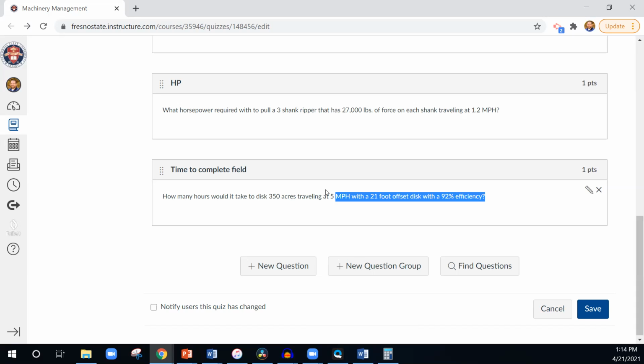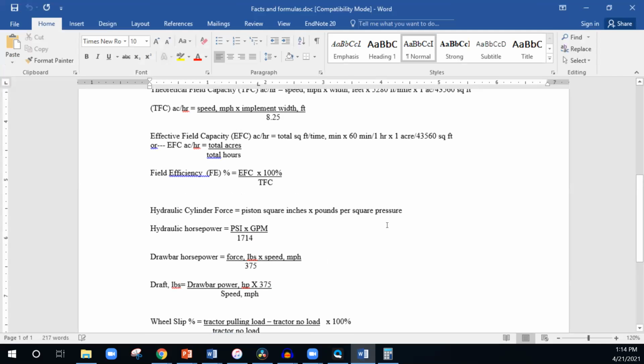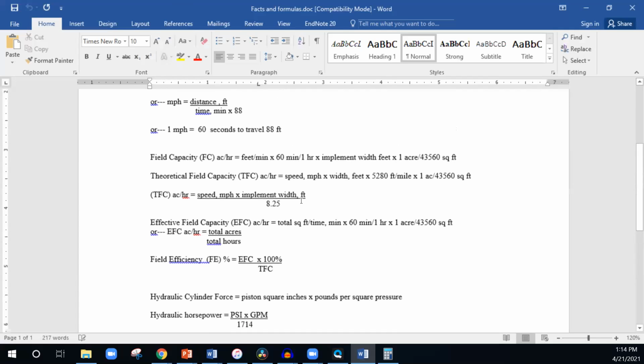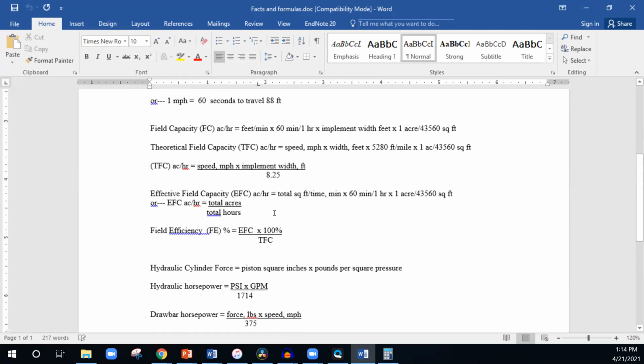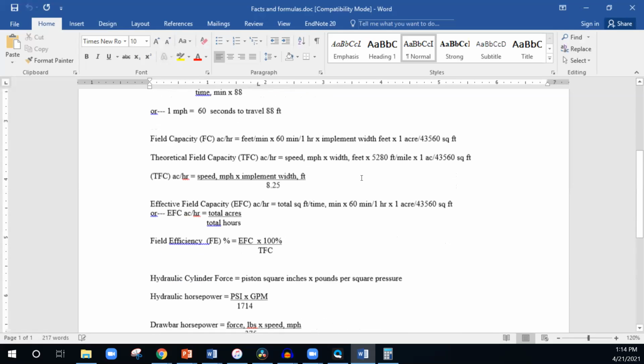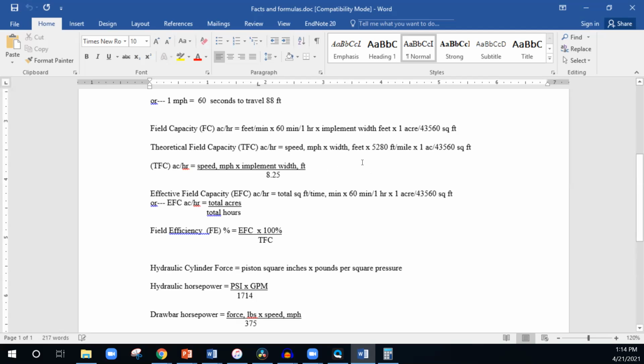But for this portion right here, when we're dealing with that 5 miles per hour, 21-foot offset disc at a 92% efficiency, we're not going to be grabbing our theoretical field capacity. We're going to want our effective field capacity, which is, this equation is messed up. I thought I had a different sheet that was a little bit cleaner than this one.